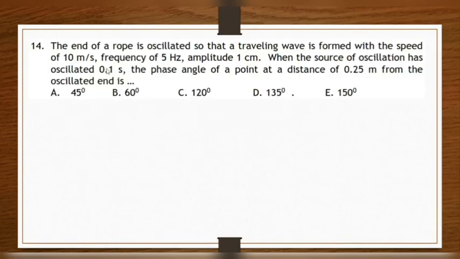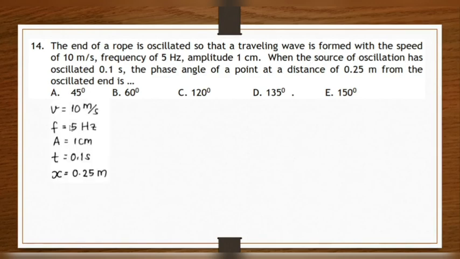Number 14. The end of a rope is oscillated so that a traveling wave is formed with the speed of 10 meters per second, the frequency of 5 hertz, amplitude 1 centimeter. When the source of oscillation has oscillated 0.1 second, that will be the T. We want to find the phase angle of a point at the distance of 0.25 meters, that will be X.